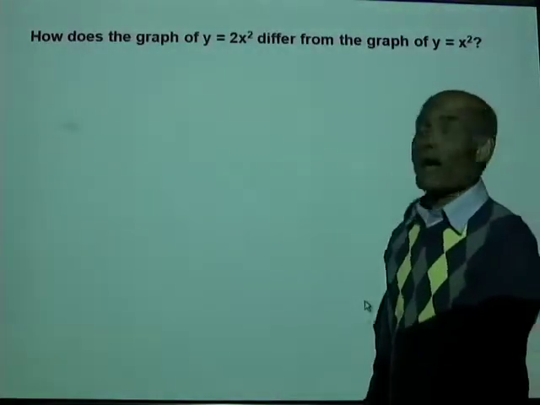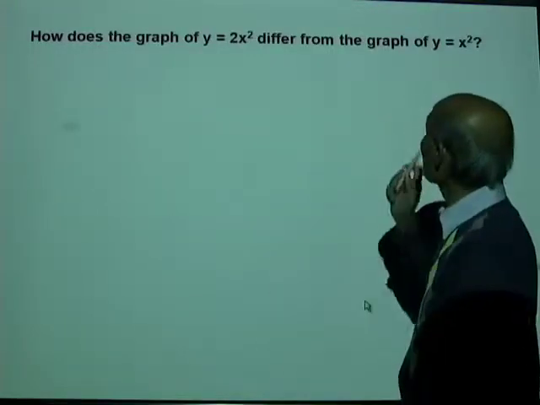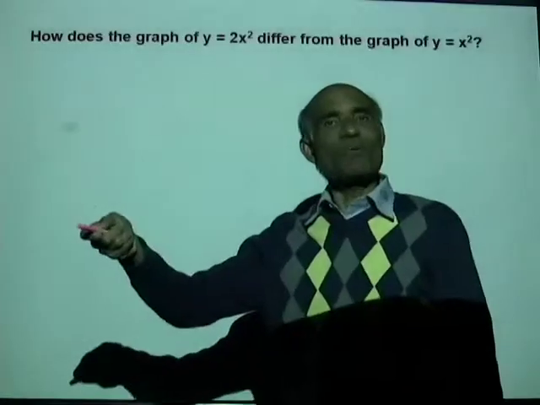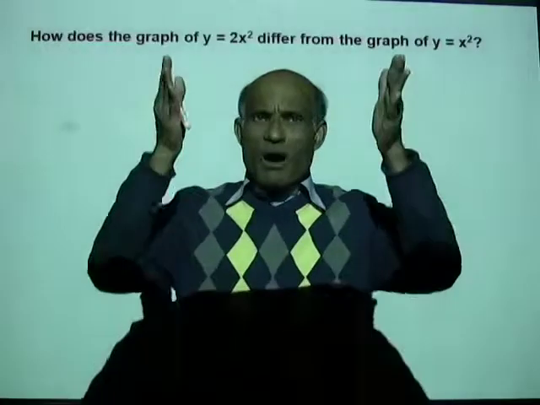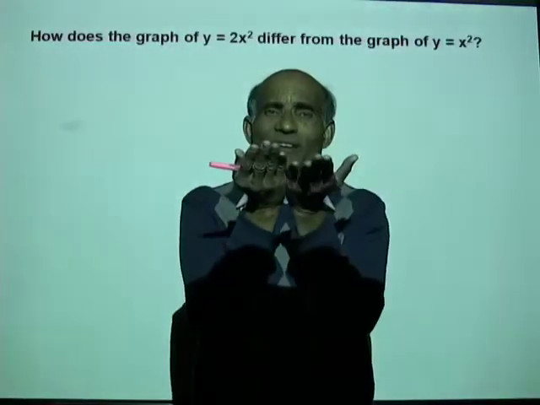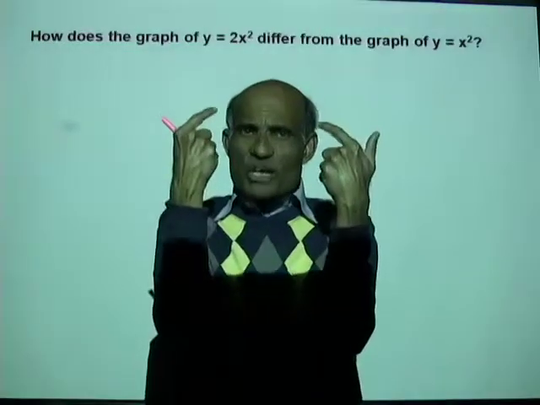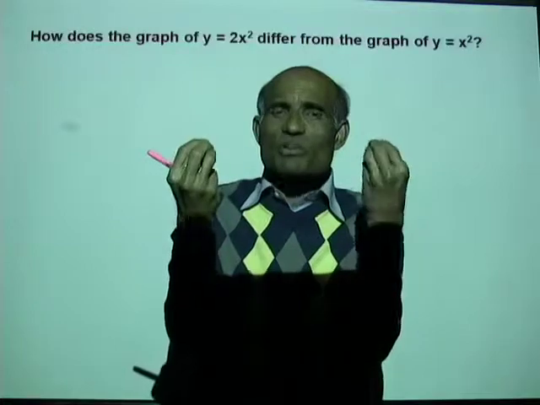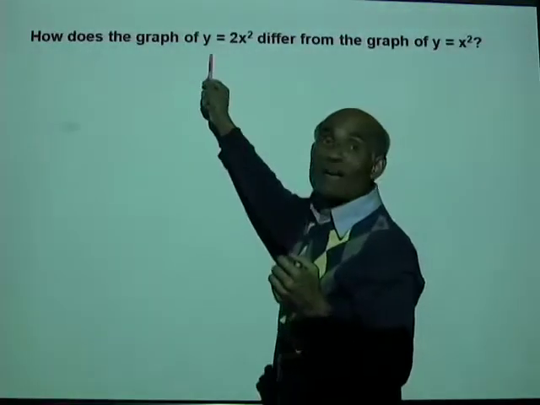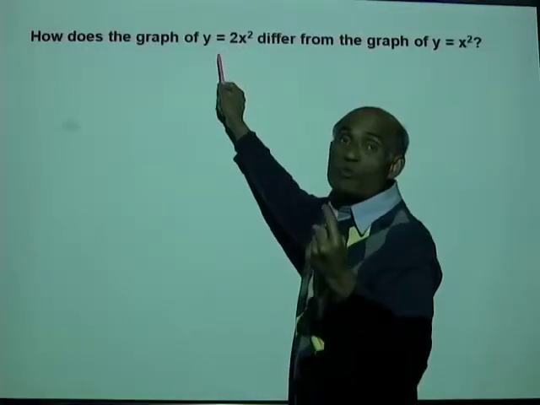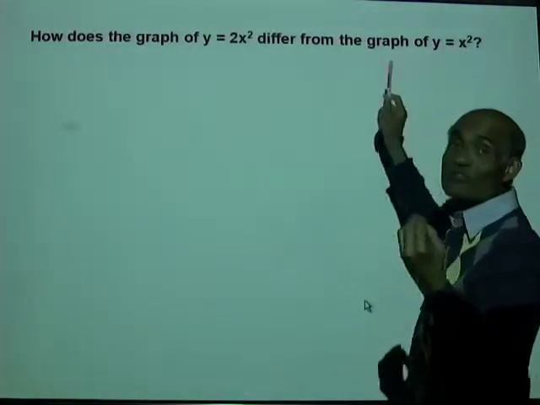Now tell me, how does the graph of y equal to 2x squared differ from the graph of y equal to x squared? Well, y equal to x squared is a parabola, isn't it? Now, how does the graph of y equal to 2x squared look? You must keep in your mind the concept of input and output. For each input in the graph of y equal to 2x squared, the output will be twice as much as the output for y equal to x squared.